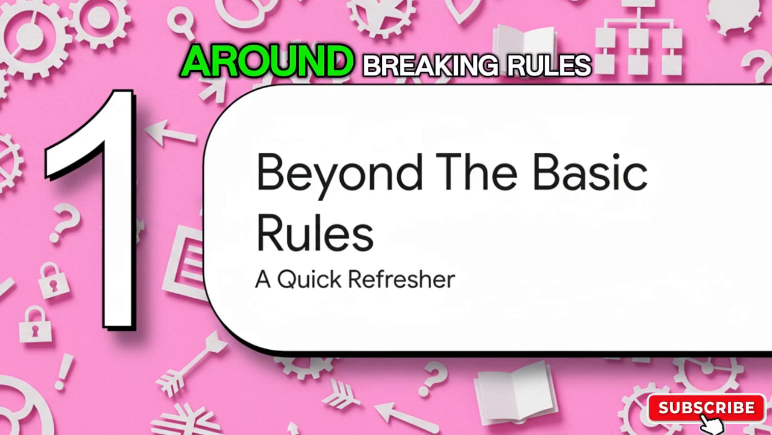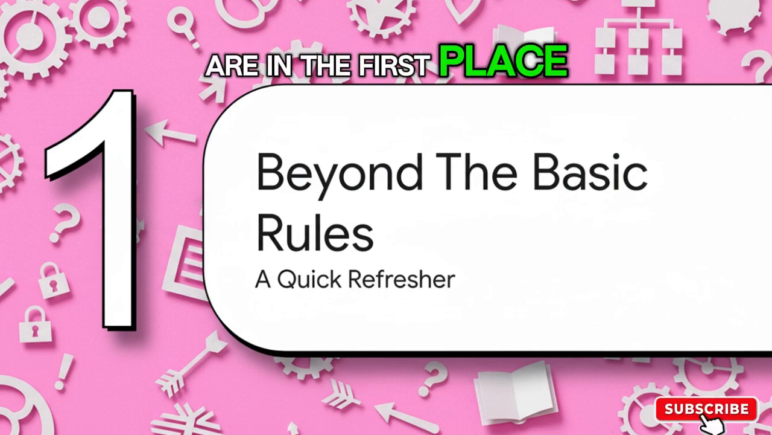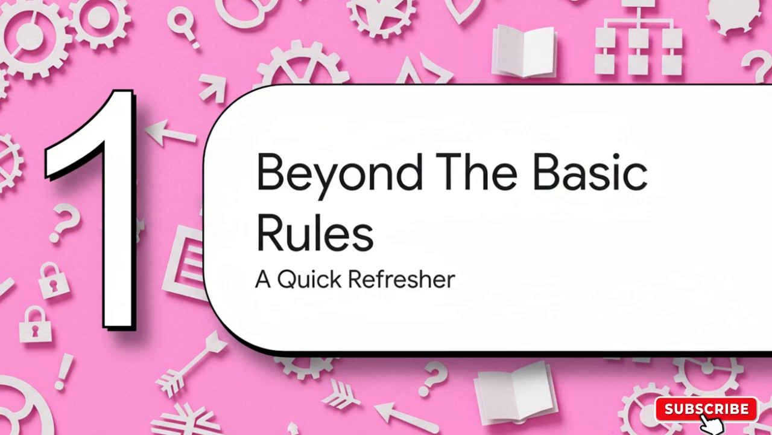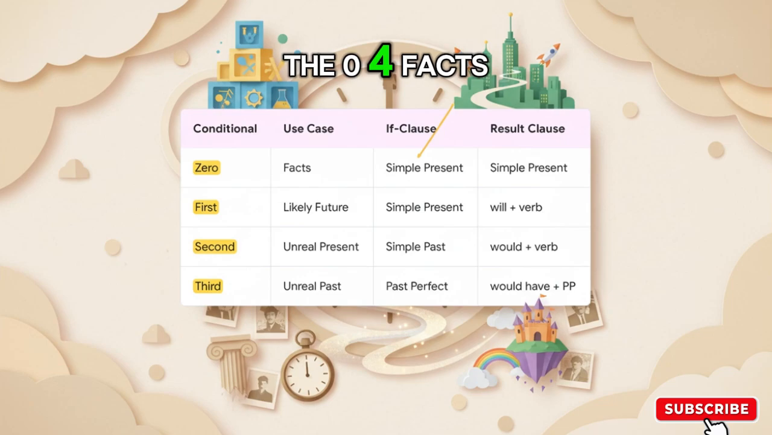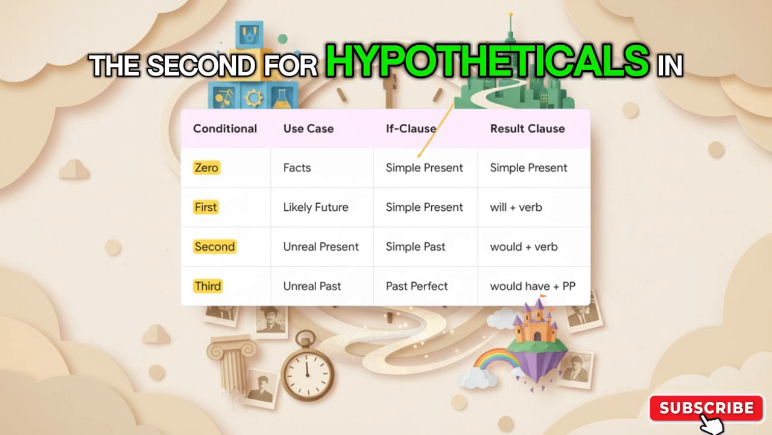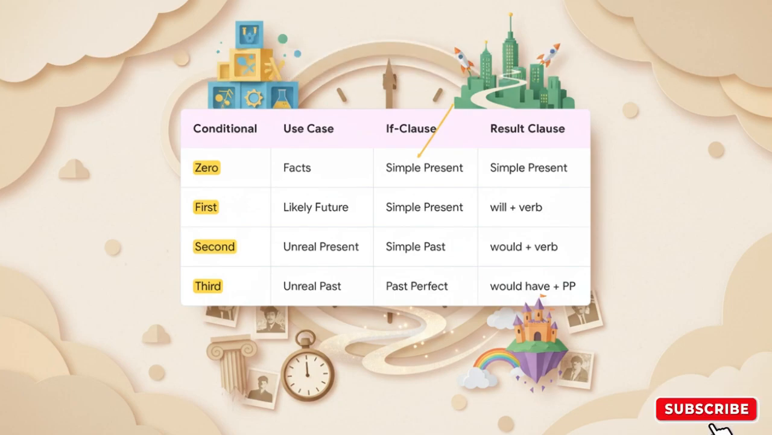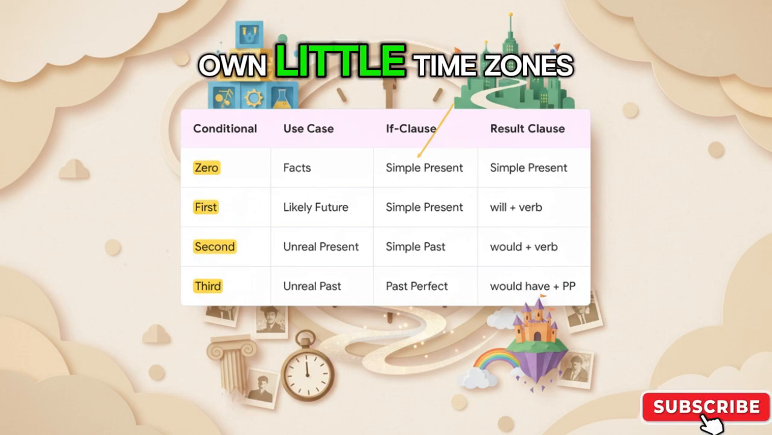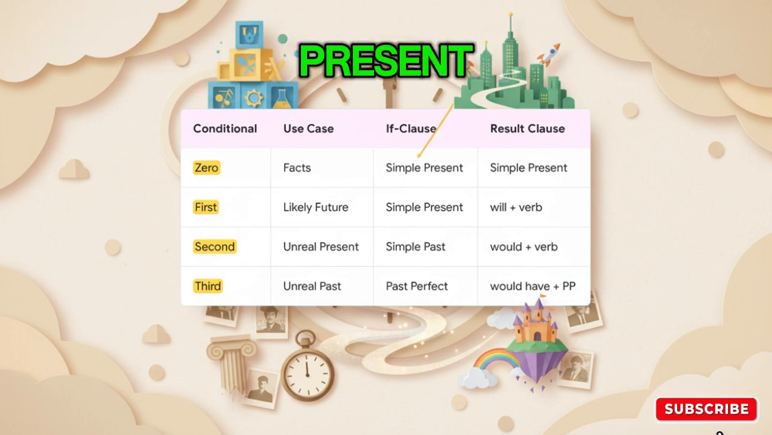Now, before we can go around breaking rules, we kind of have to know what the rules are in the first place. So let's do a super quick recap of the standard conditionals. So you probably remember these, right? The zero for facts, the first for things that are likely to happen, the second for hypotheticals in the present, and the third for hypotheticals back in the past. The big thing to notice here is that these guys usually stay in their own little time zones. The third conditional hangs out in the past, the second stays in the present.